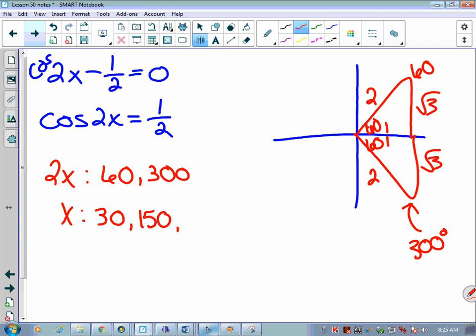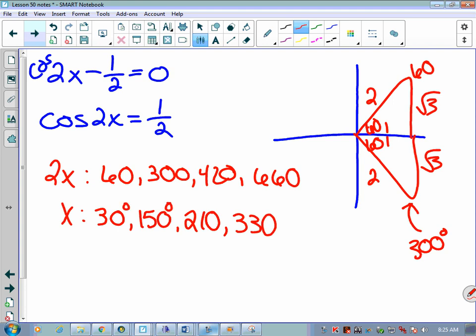So we got 360 plus 60, which I believe is 420. Okay, divide that by 2, you get something like 210. Okay, 360 plus 300, so it's what, 660 divided by 2. 330, and so we're pretty certain at that point we can't go any further around, because we wanted to know between 0 and 2 pi, which is between 0 and 360.